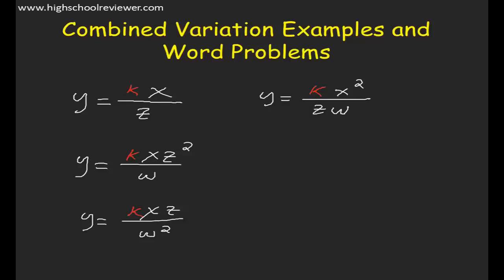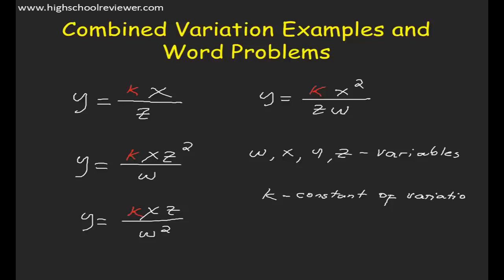Okay, so these are some of the examples on how to write combined variation equations. And then we have here the variables w, x, y, and z. These letters are called variables. And then the letter k, this is the constant of variation.